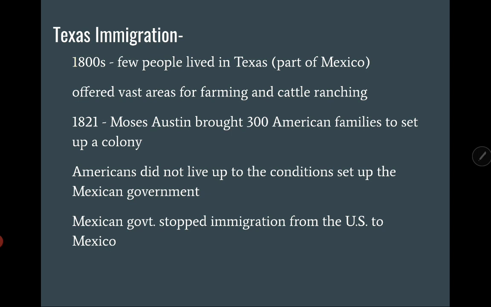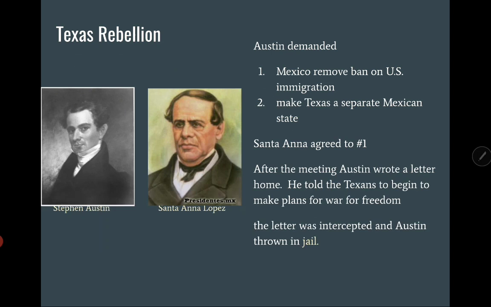Now, these are white Anglo-Saxon Protestant slave-owning Americans, and they are going to move into Mexico, but they are going to keep their Protestant religion. They are going to bring in their slaves, and they are not going to fully assimilate into the Mexican way of life. Over time, Mexico is going to get upset at the Anglos who are moving in, and they're going to stop immigration. And Austin is basically going to go to Mexico and say, hey, you have to remove this ban on immigration, and you have to make Texas a separate Mexican state.